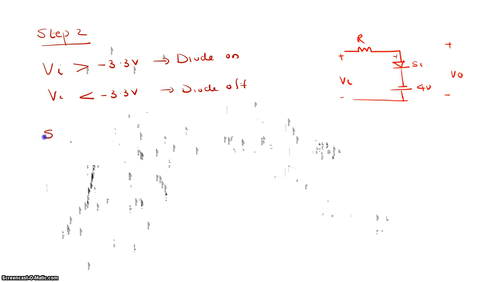Now next is step 3. In step 3, we need to apply the KVL. Consider the case as diode on. So when the diode is on, what is the condition? Diode is on, Vi is greater than minus 3.3 volt. So now when we apply the KVL, our output voltage is something like this.